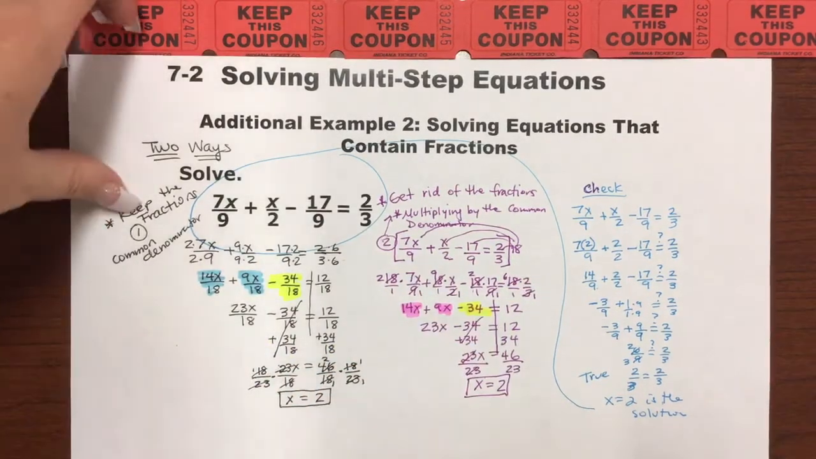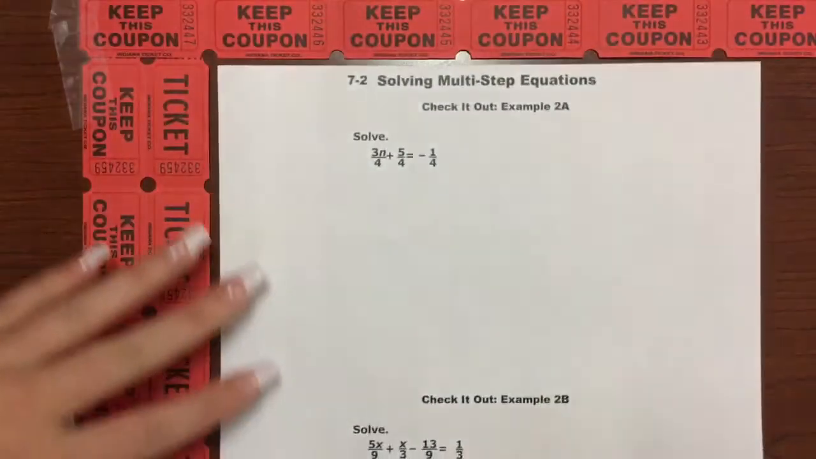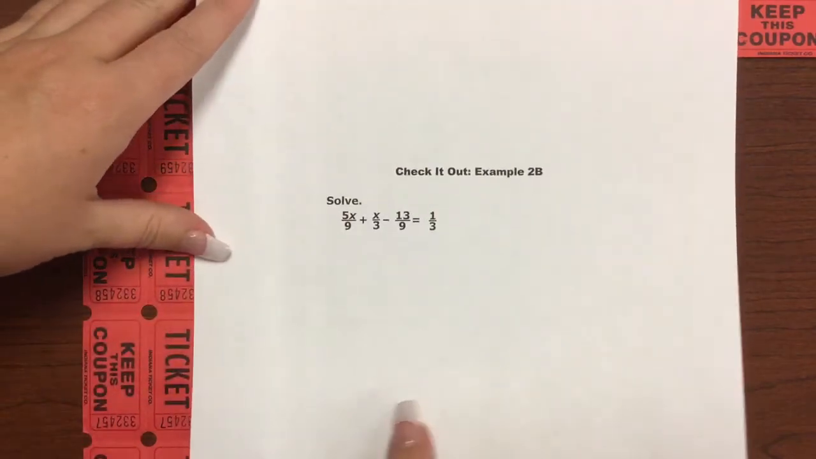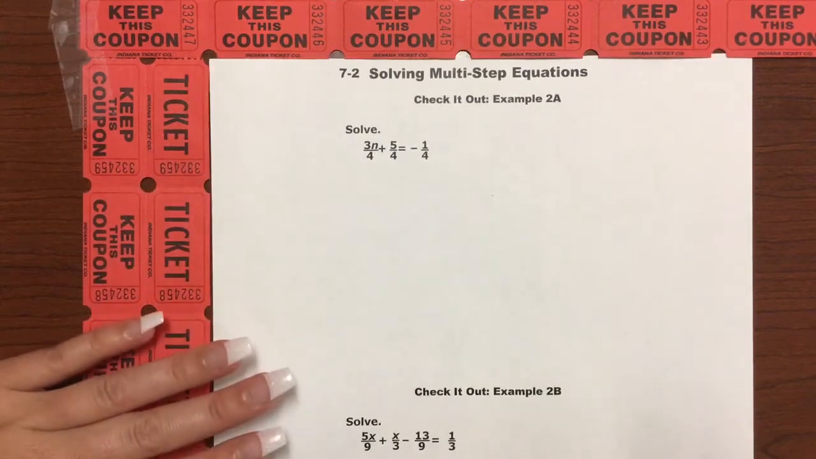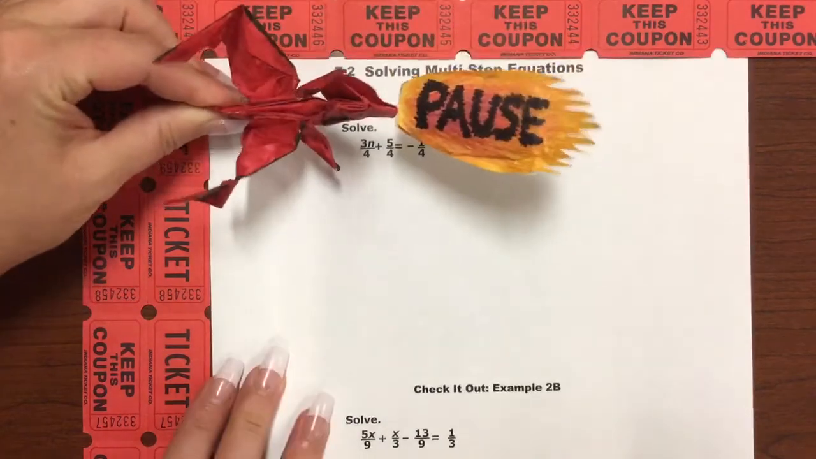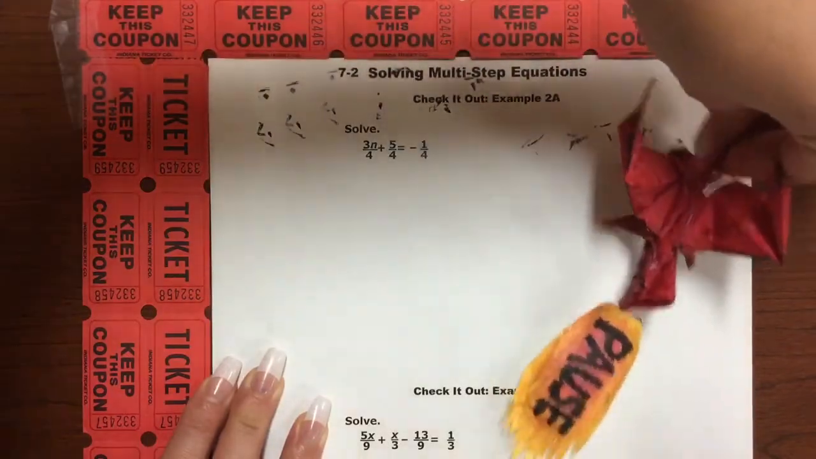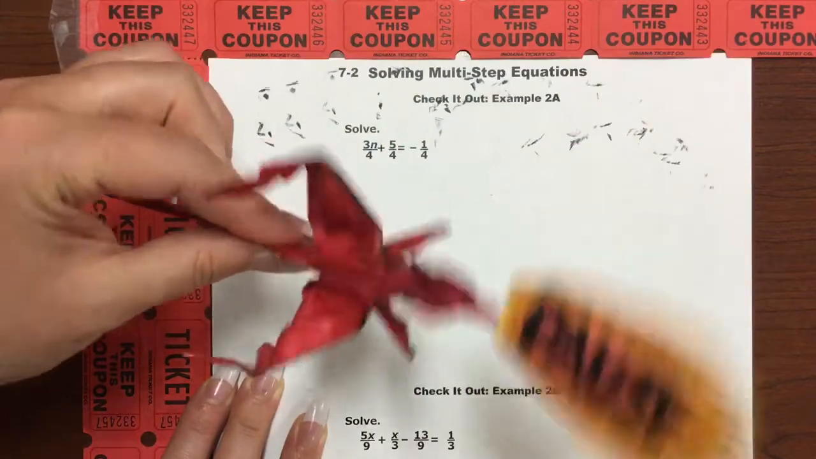So at this time, it is now your turn to try. Check out example 2A, and check out example 2B. You are going to solve them both ways. It's going to be amazing, and then you're going to check your answers by hand. So at this time, go ahead and pause and get started working super, super hard. And when you get done, unpause it and see if you got the right answer. You can do it. All right, we'll see you in a little bit.